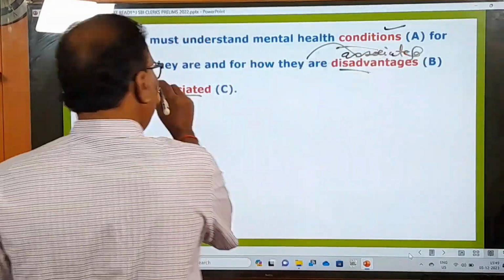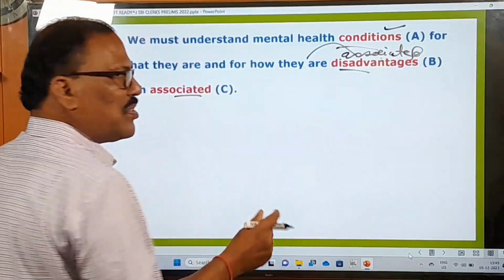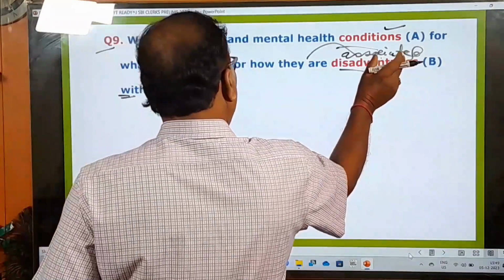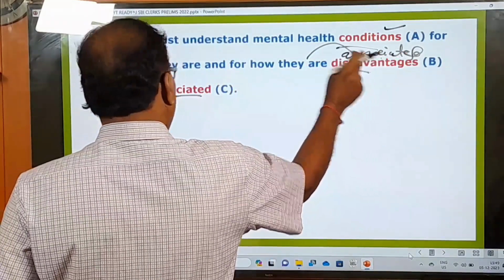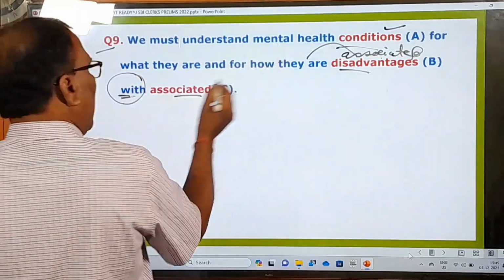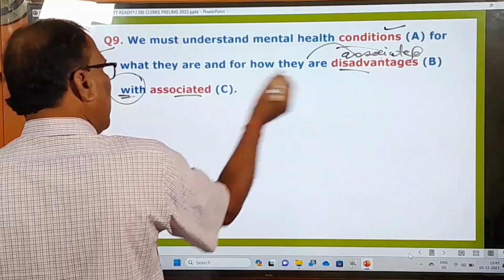They are associated with, because associated is a word. Associated means connected or linked. So associated or linked, okay, with. Always this associated is followed by the preposition with, and that's why that is there. And here, associated with what?